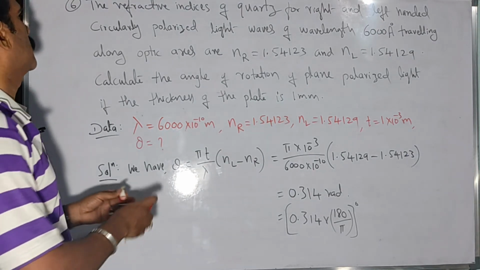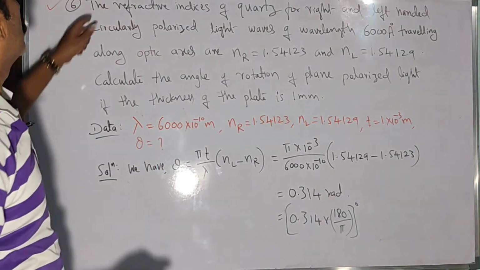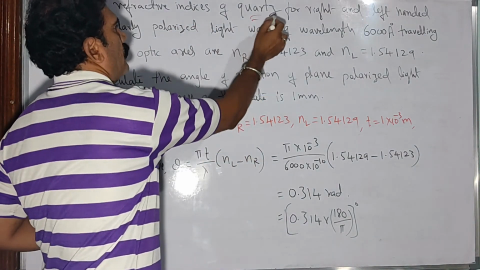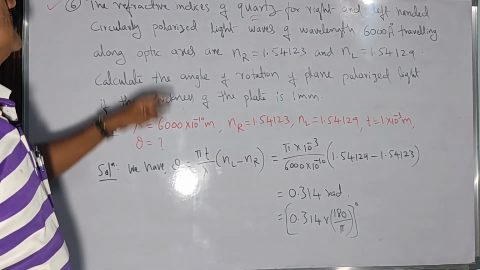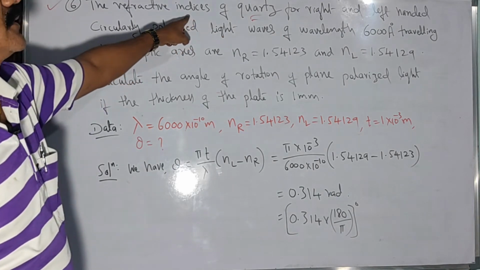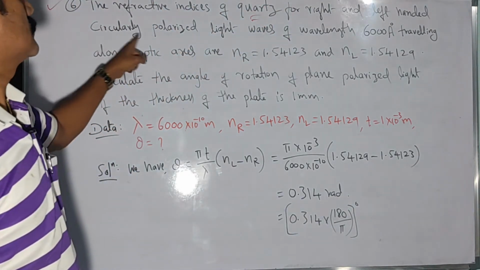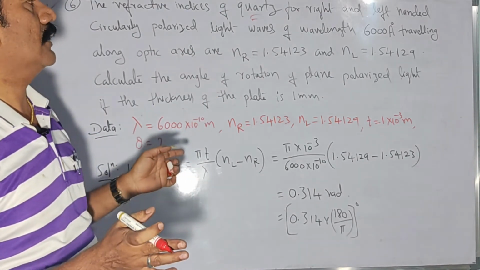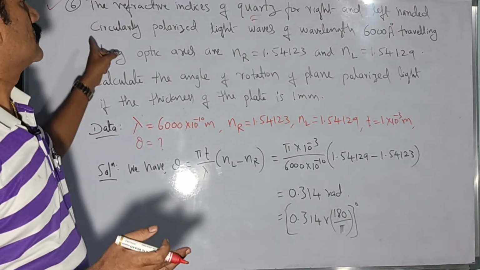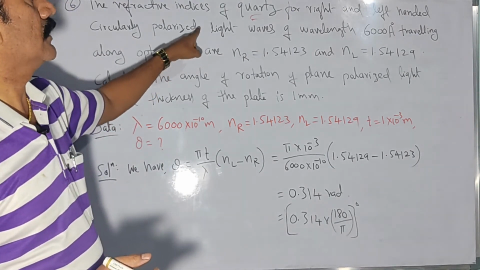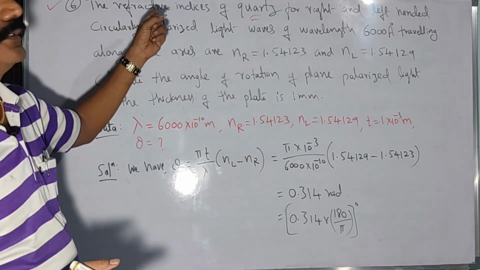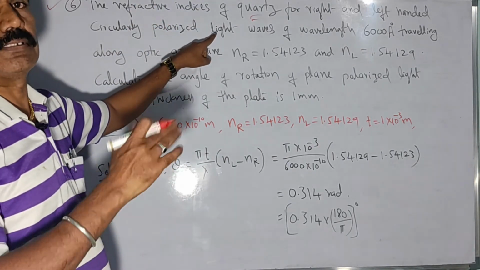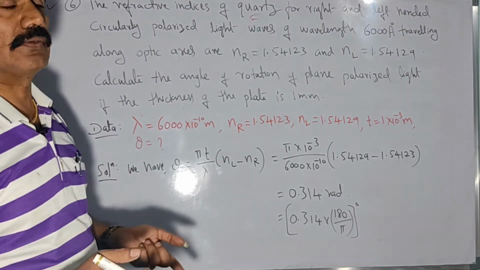Okay, now take down the next problem, that is the refractive indices of quartz. We have quartz as a material here, and the refractive indices for right and left-handed circularly polarized light. We have the light waves in the form of either right or left-handed circular polarization, so the refractive index is different for different circularly polarized light. Depending upon that, we have different refractive index.